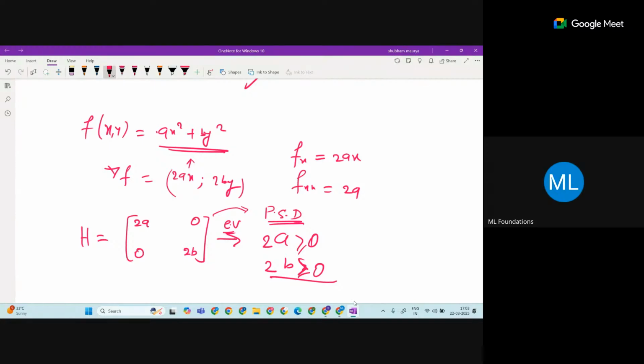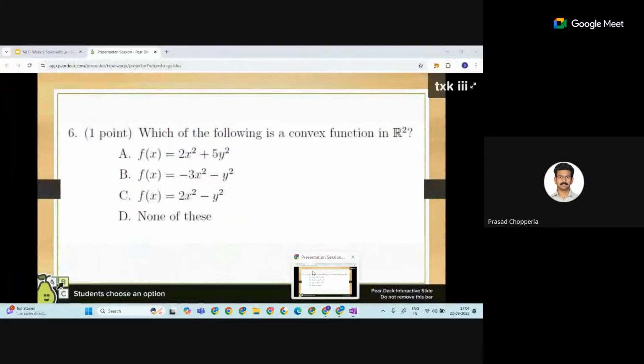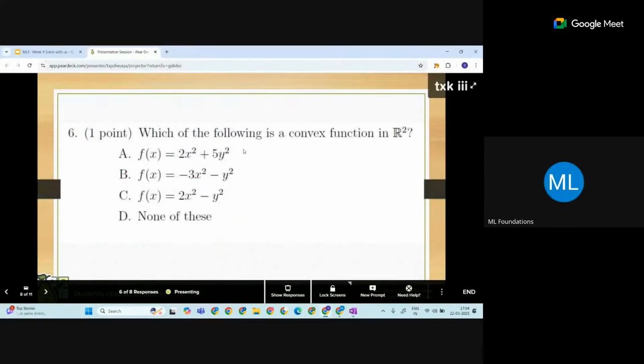So by this way, you can always do it easily if you have ax square plus by square. Easy, no? This is easy. You can easily do it with the Hessian. So only option A is correct.